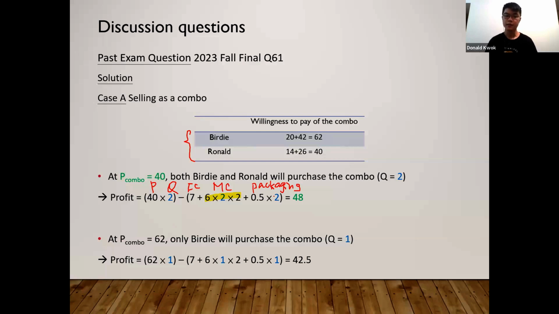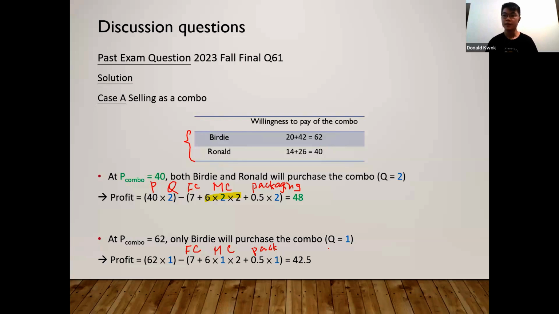So how about when the combo price is at $62? In this case, only Birdie will purchase the combo. The quantity will become 1. Then we can calculate the profit in a similar manner. Total revenue minus total cost. Total revenue will be the price of 62 multiplied by quantity of 1. And for the total cost part, 3 components again. Fixed cost of 7 and marginal cost part. Now only selling 1 bundle, so it is 6 times 2. And again, we also need to include the packaging cost. And we can find out that the profit is 42.5.